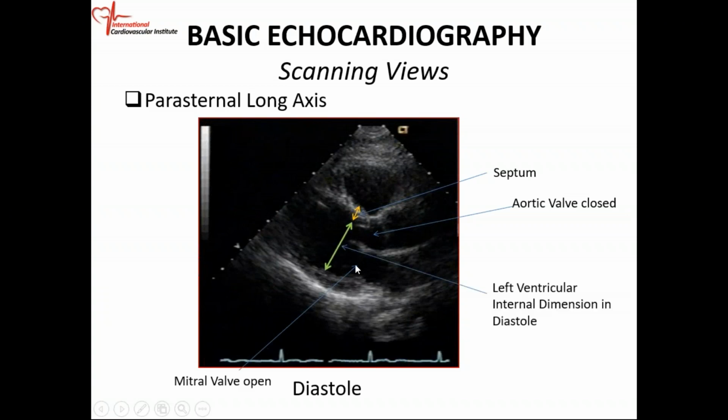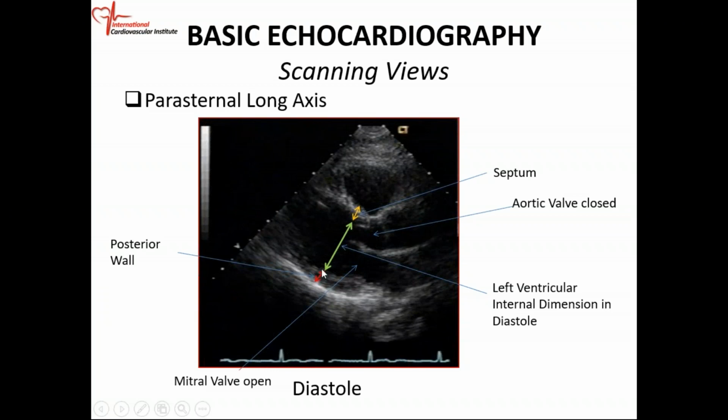It's a diastolic frame. You measure the LV dimension in diastole from the end of the septum to the beginning of the posterior wall, left ventricular internal dimension in diastole, and then the posterior wall, you measure the thickness of the posterior wall from the upper posterior wall to where the posterior wall meets the pericardium.